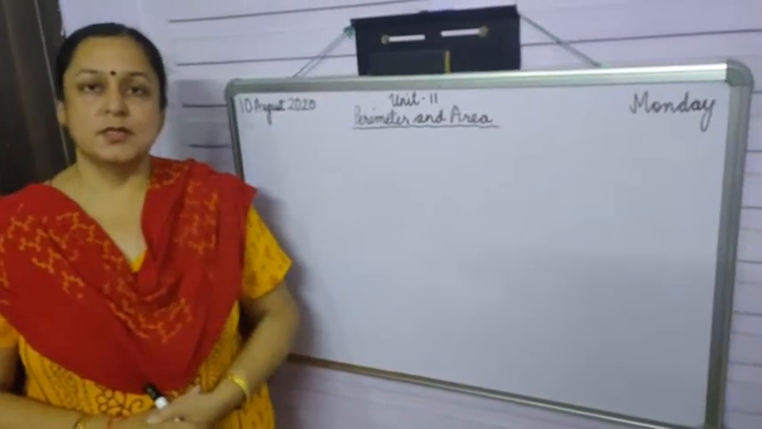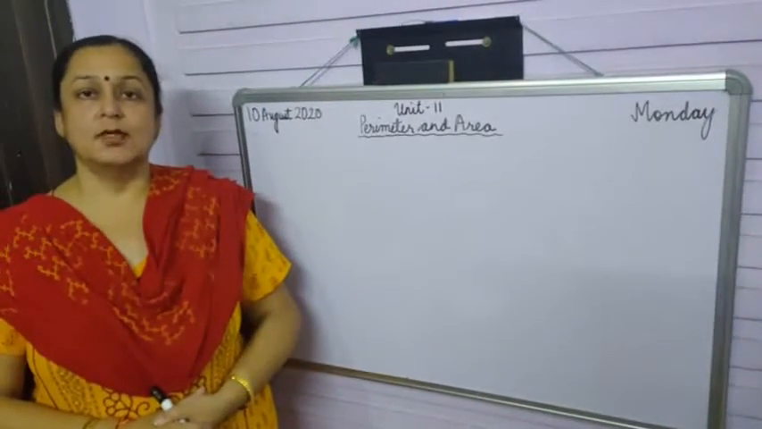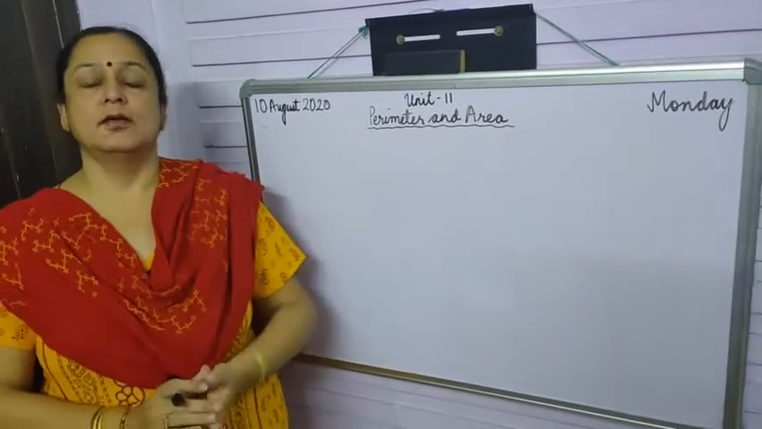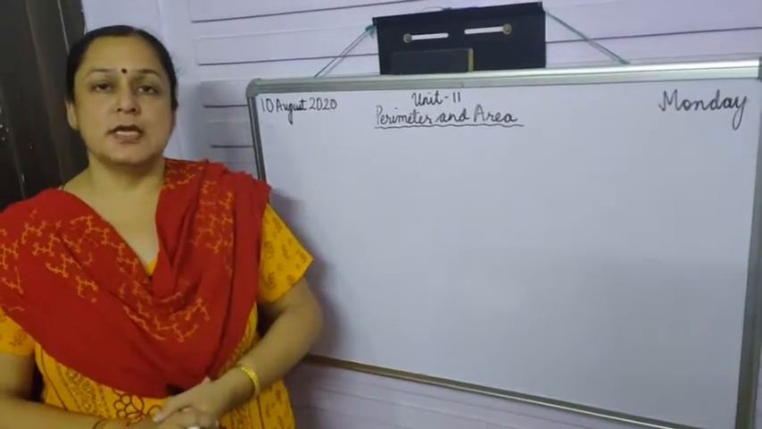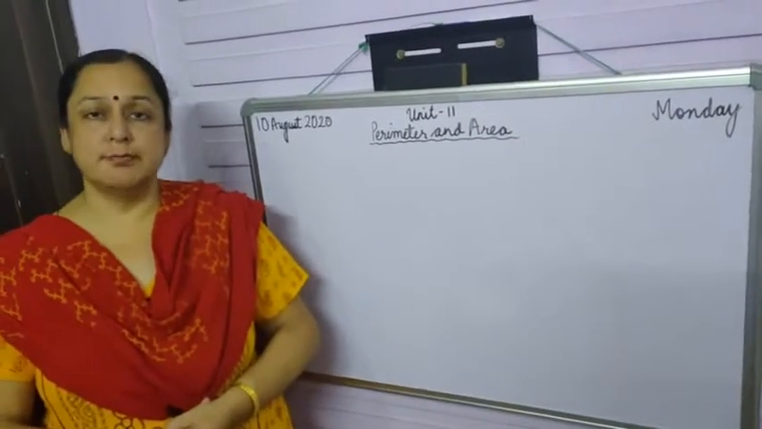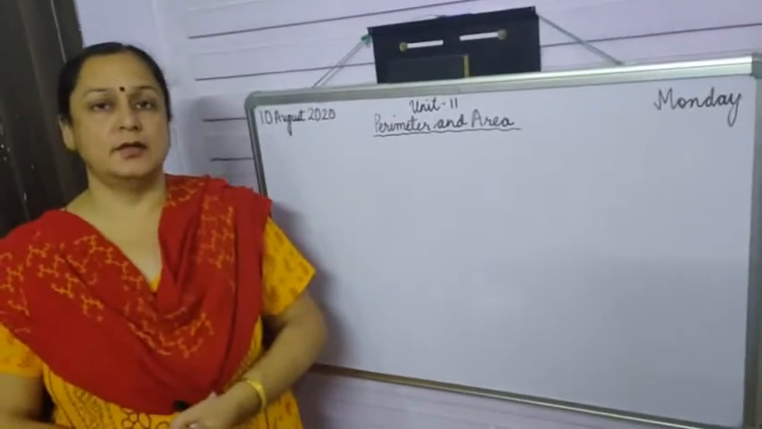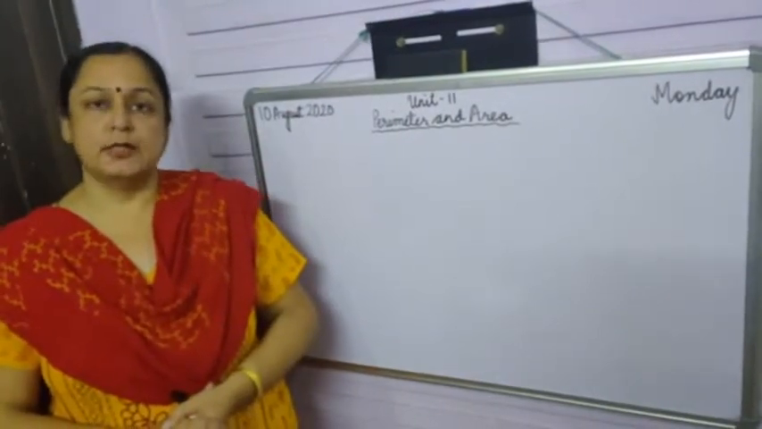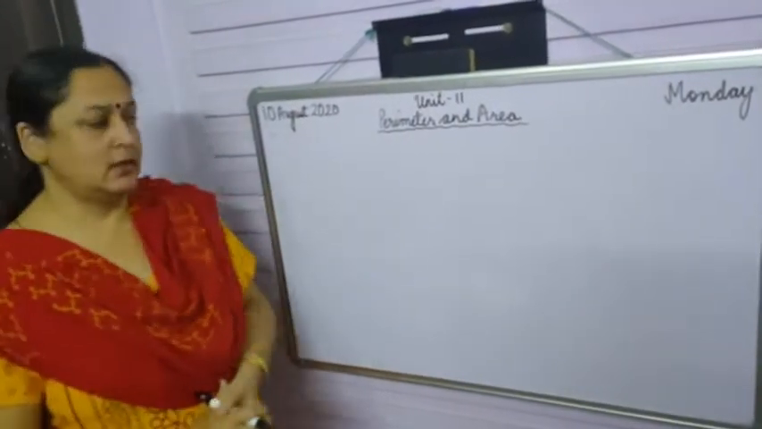Good morning, dear students. Today we are going to start Unit 11, that is perimeter and area. And the first exercise is based on very simple shapes which we have studied till now, that is rectangle and square. So let's recapitulate what we have studied in earlier classes.